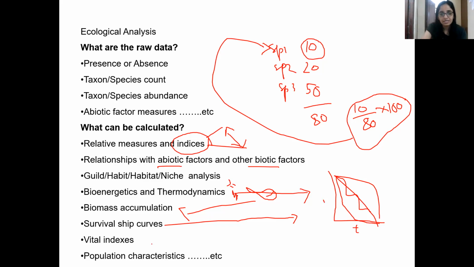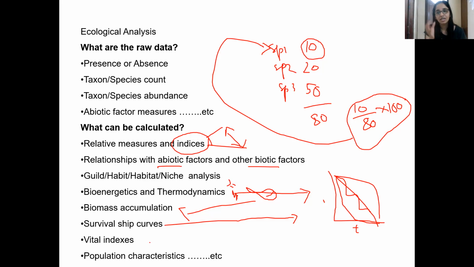Then vital indices are there. So vital indices again become very important, because they help you understand the relationship between the mortality and the natality rates, and whether a particular pattern which is showing in a population is density-dependent or independent of density. Then again, population characteristics are there. For that, we have another entire big unit, is it not, which you're not studying here.